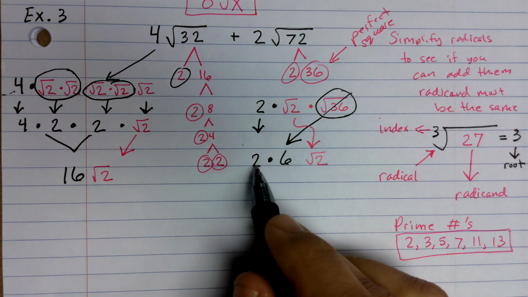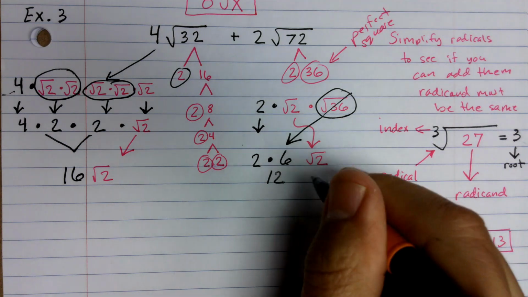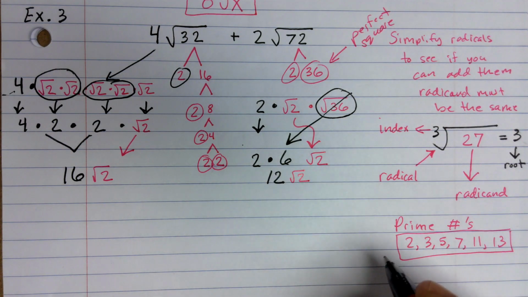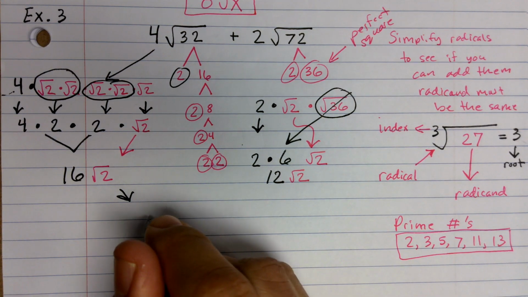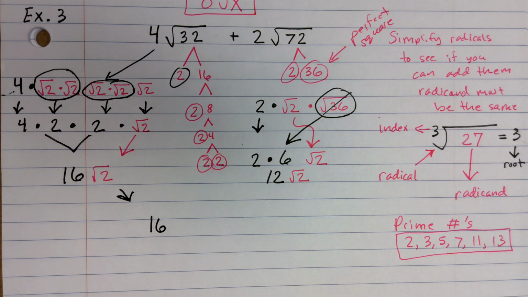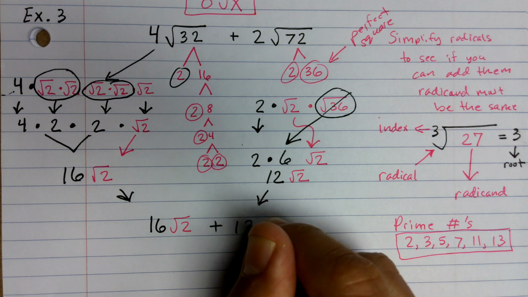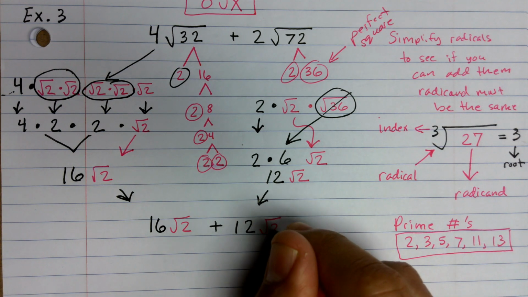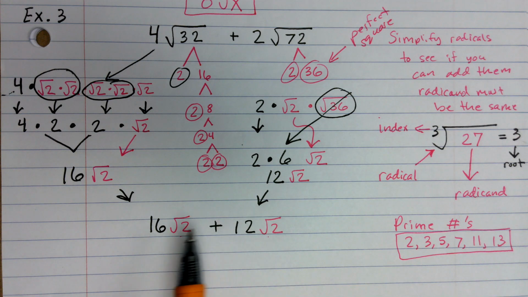Now if I multiply this out, 2 times 6 is going to give me 12. And then I'll bring down my square root of 2. So now, if I rewrite this nice and clean, we really have 16 square root of 2 plus this one, which is 12 square root of 2. So by simplifying the radicals, we now have like terms, right? Because they both have a radical that's a square root of 2. And we can go ahead and combine these now.